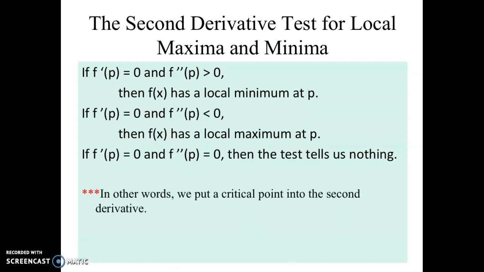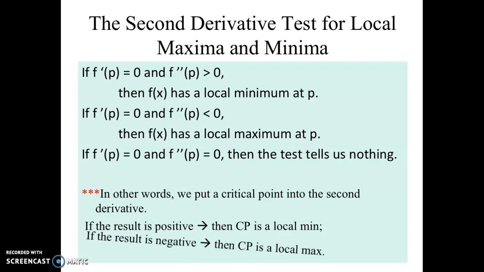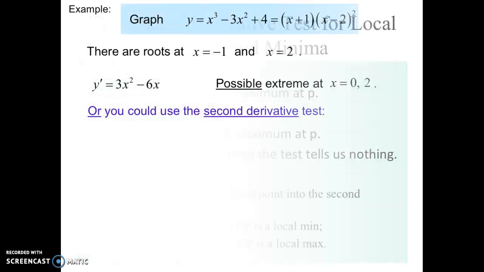In other words, if we put critical points into the second derivative and the result is positive, then we know that critical point must have been a local minimum. If we put the critical point into the second derivative and our result is a negative number, then we know that critical point must be locating a local max on the original curve. This is the second derivative test for local extremes.